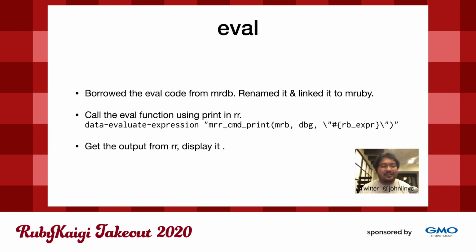And eval, this one actually I borrowed some of the eval code from mrdb. And I renamed it and linked it to mruby. And then how we do it is call the eval function using print in RR. So we'll do data evaluate expression and pass it the eval code function name along with the Ruby expression, so that it will do the eval by calling the command print function. And then we get the output from RR and we display it.